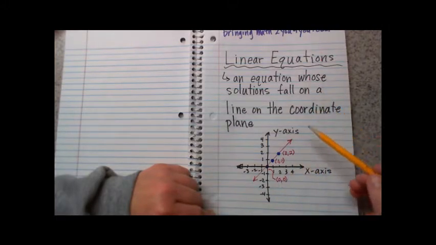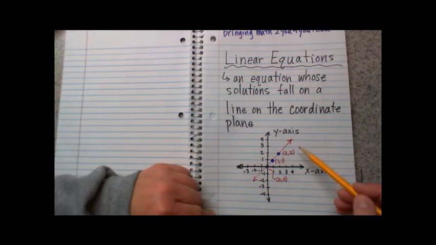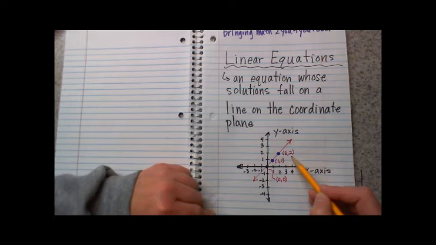Going back to linear equations, an equation whose solutions fall on a line on the coordinate plane. This would be the line on the coordinate plane in red, and the solutions are marked in blue. Remember earlier in the year when we made tables with x, y values, and we'd plug in an x value. For example, we'd plug in a 2, and we'd run the numbers and calculate a y value of 2. And so we would make 2, 2 the ordered pair, and then we'd plot that on the graph.